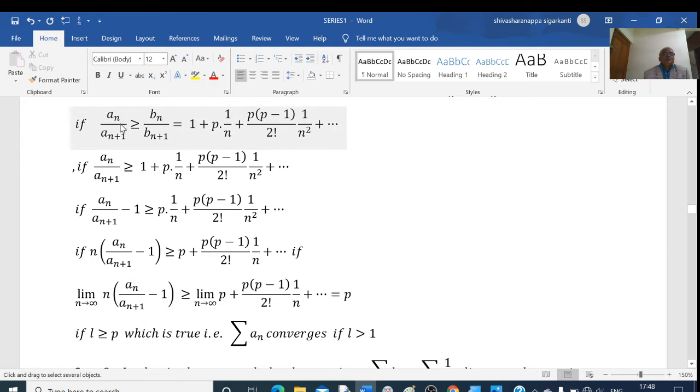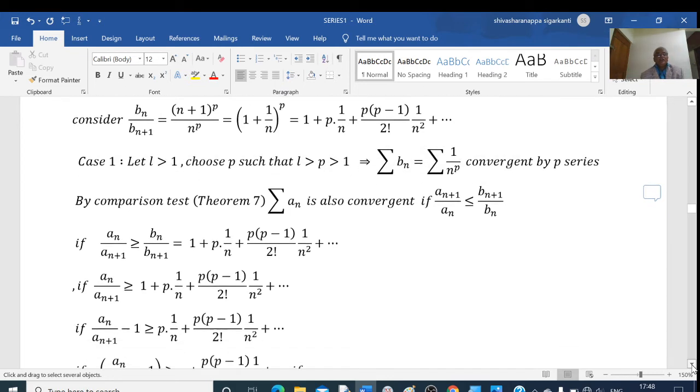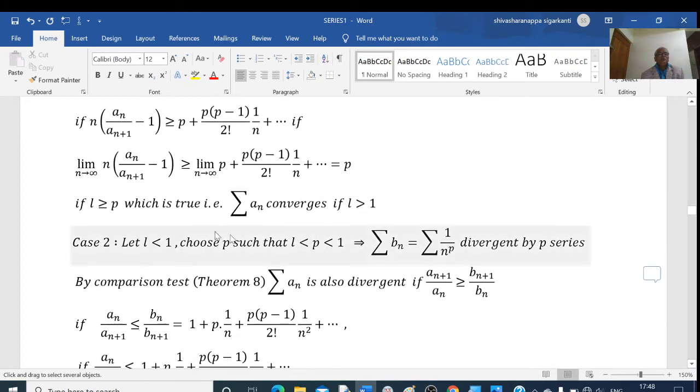So that is, sigma An is convergent if L is greater than or equal to p. Is this true? Yes, this is true, because we have chosen p such that L is greater than p. So L greater than p is true. What we have proved here is sigma An is convergent if L is greater than or equal to p. Therefore, we say that sigma An is convergent if L is greater than 1. This is the first case.